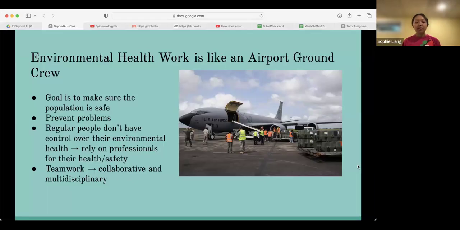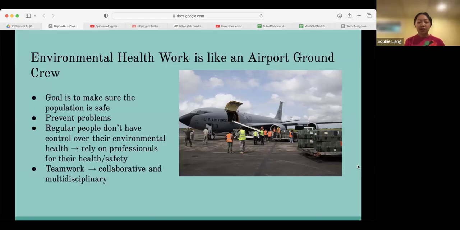So a lot of the environment you can't control, right? You can't control what type of air is in your neighborhood, or where the water in your town comes from and how good the water is. And the same with the airport ground crew. All the passengers inside the plane cannot do anything about the plane on the outside. It's all up to the crew outside. So in both of these, people rely on professionals for their health and safety. And then finally, teamwork.